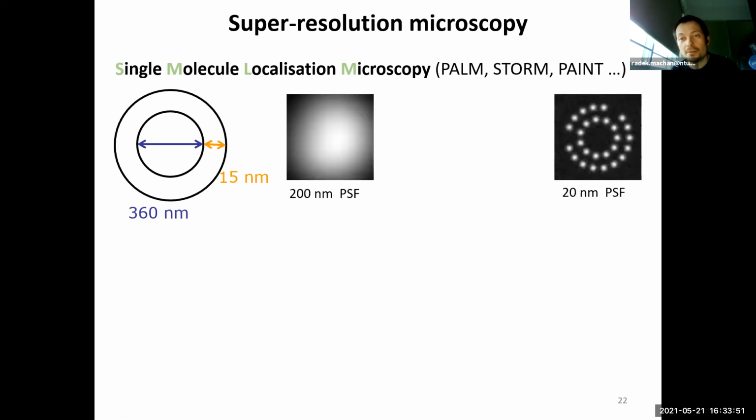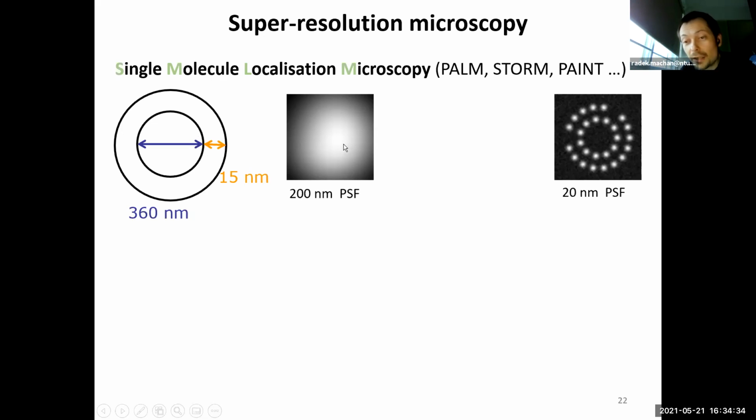I will show you, of course, these are simulated images. I simulated two concentric rings and I label them by fluorophores. If I take an image with a 200 nanometer point spread function, so a normal optical microscope, I can't see that there are two concentric rings. I can see just one big blob of light. If I could have a 20 nanometer point spread function, which I can't, I would see something like this.